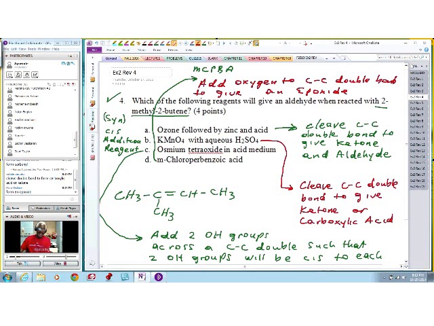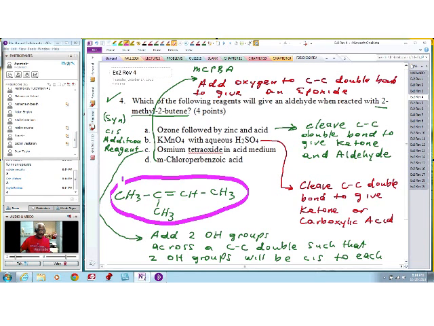Okay. Now that we've given you all of that information, this is the question here. Which of the following reagents will give an aldehyde when reacted with 2-methyl-2-butene? That is this molecule here. Okay, so what is the answer here? Let me see. A, very good. Excellent. You could see now, once you know what those reagents do, this kind of question becomes very, very easy. So the answer here is A.